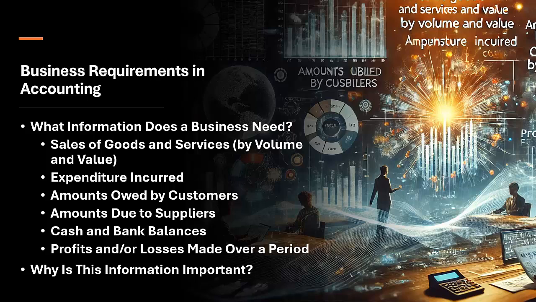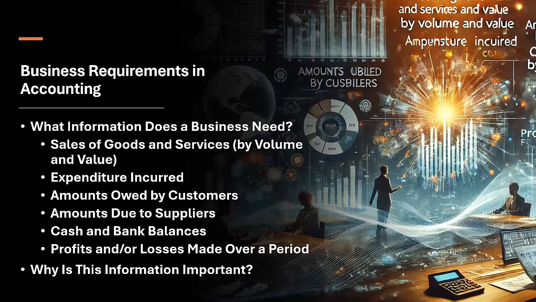2. Expenditure incurred. This refers to all the money a business spends, whether it's on rent, salaries, raw materials, or utilities. Example, a bakery spends $1,000 on flour and sugar this month. Knowing this helps the business see where its money is going and control costs. Tracking expenses ensures the business doesn't overspend and maintains profitability.